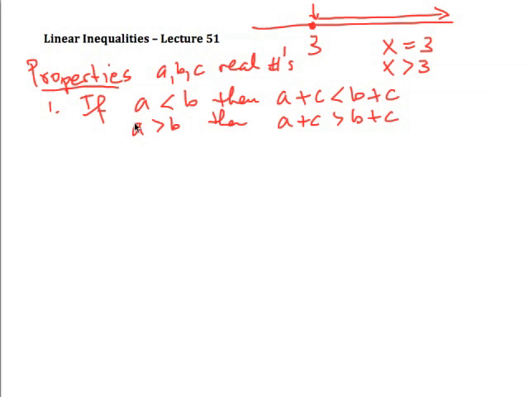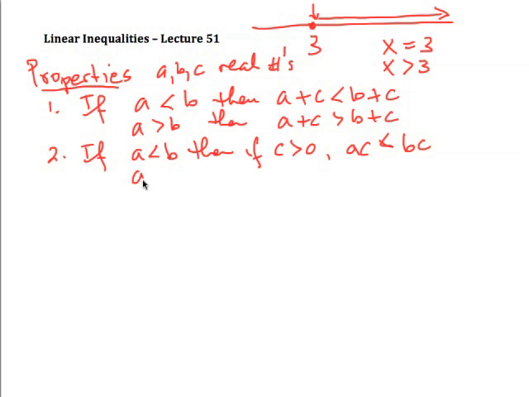Okay. All right. So also this works for multiplication. If I have, again, A is less than B, and in this case, if C is greater than 0, so it's a positive number, then AC will also be less than BC. Similarly, if A is greater than B, then if we have C as a positive number, then AC will be greater than BC. Alright, so the thing that changes here is this.